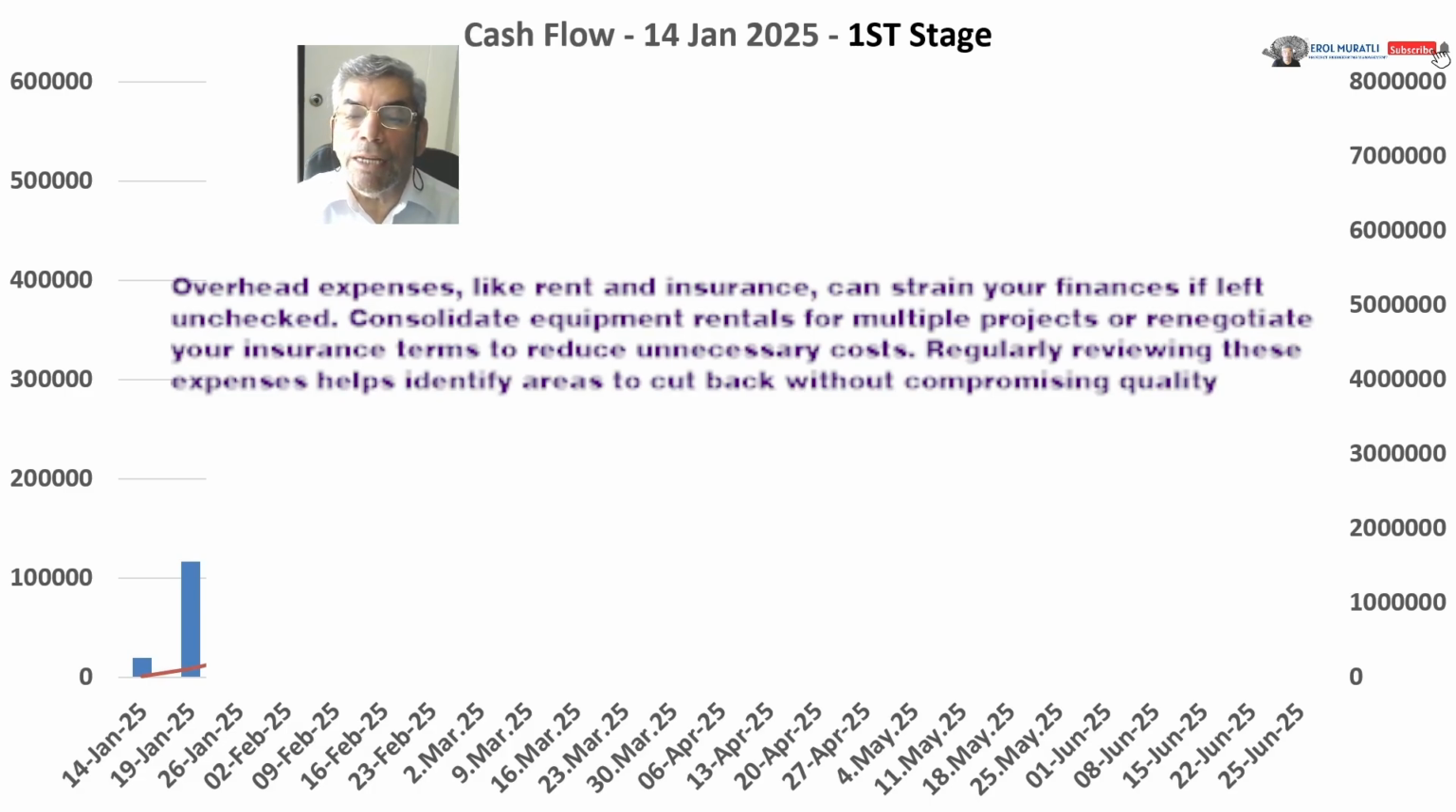Overhead expenses like rent and insurance can strain your finances if left unchecked. Consolidate equipment rentals for multiple projects or negotiate your insurance terms to reduce unnecessary costs. Regularly reviewing these expenses helps identify areas to cut back without compromising quality.